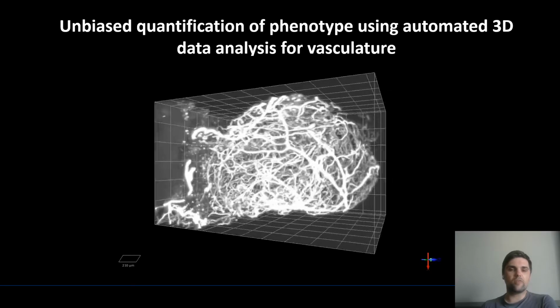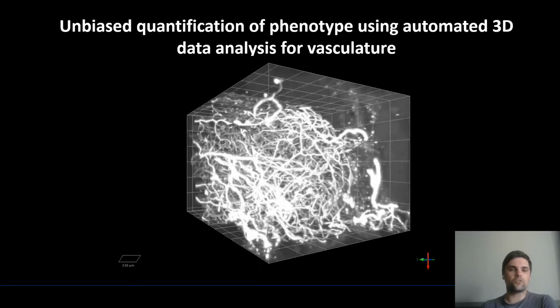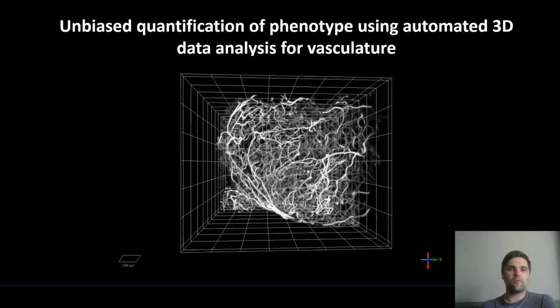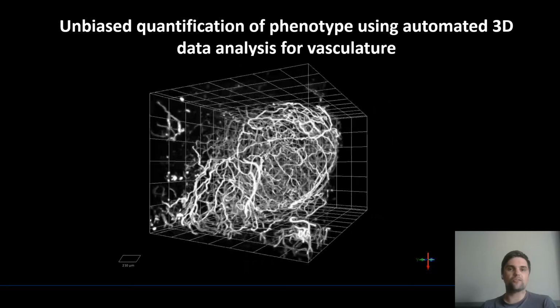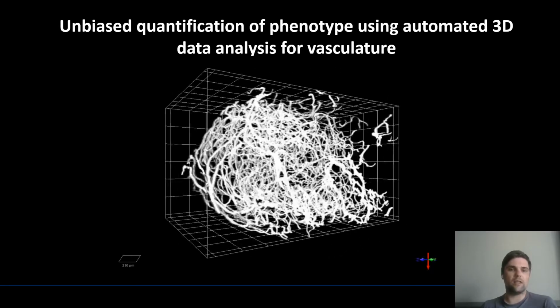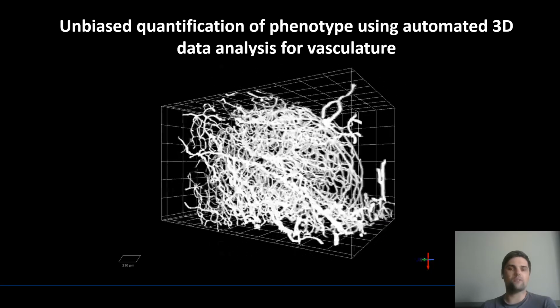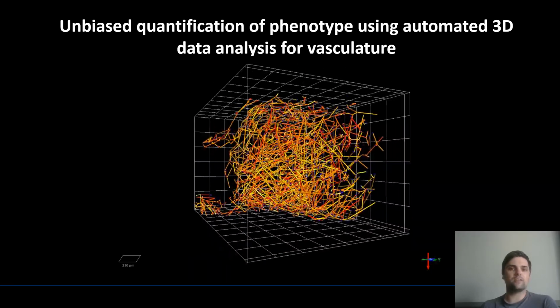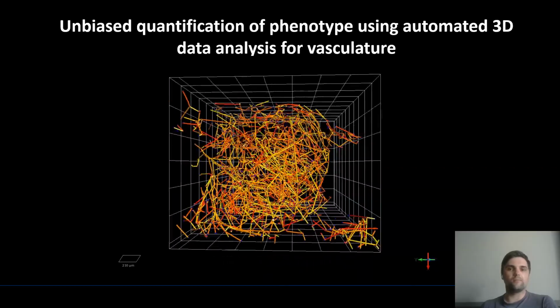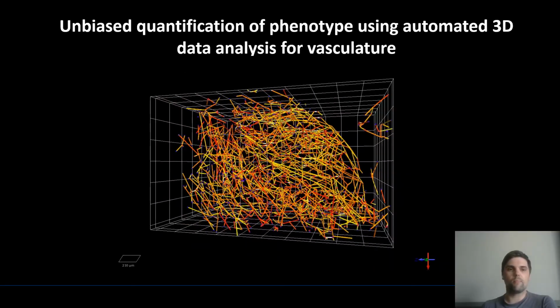Here you can see, for example, a 3D reconstruction of the blood vasculature. Then we perform a vessel mask extraction followed by segmentation like in an angio-CT, and finally a quantification of specific parameters we're interested in, like in this case the vessel segment straightness.